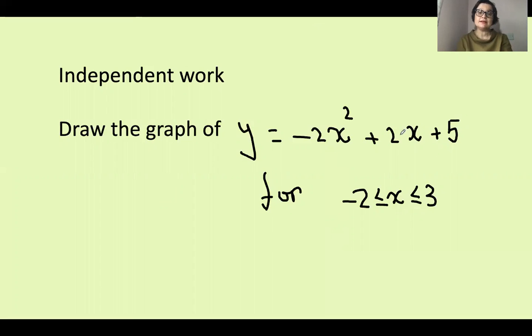Okay, and then the other thing is 2x means 2 times x. Minus 2x to the power of 2 means minus 2 times the answer of x to the power of 2. So enjoy working this question independently.